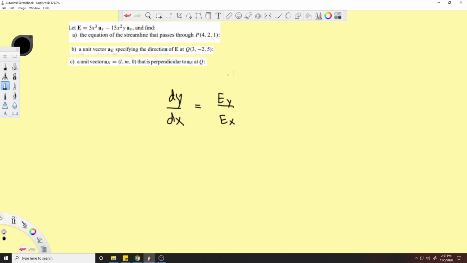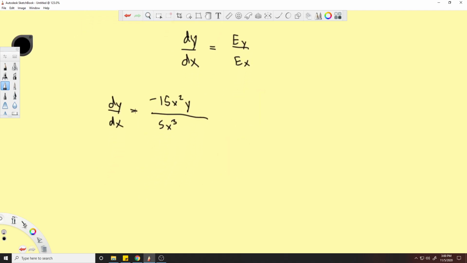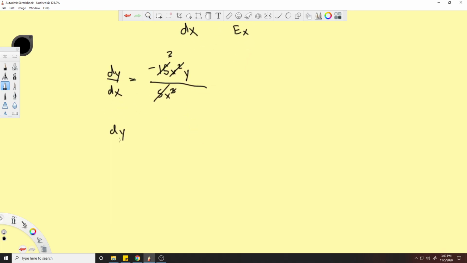So let's get started. Plug in Ey and Ex. So the y component is negative 15x squared y over the x component, 5x cubed. So we can see right away that the 5s will cancel, put a 3 up there, and this x is going to be removed, that's going to be just an x. So now we have dy/dx is equal to negative 3y over x.